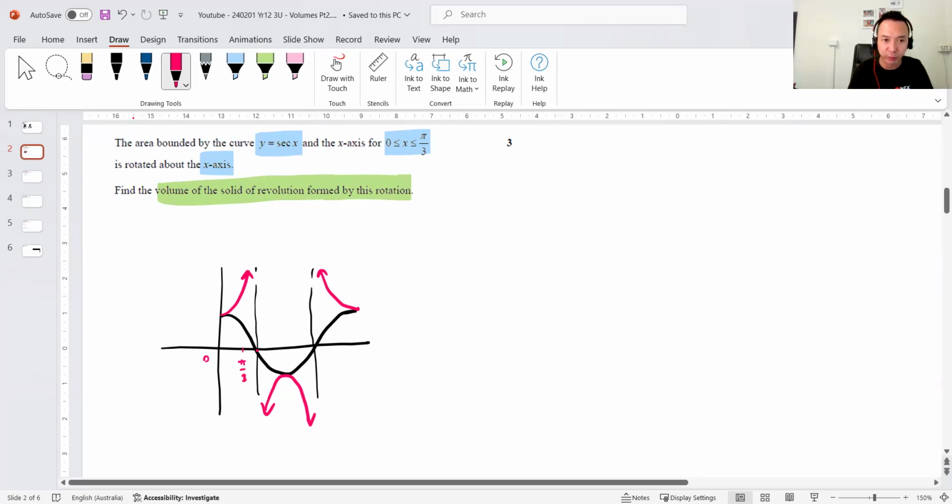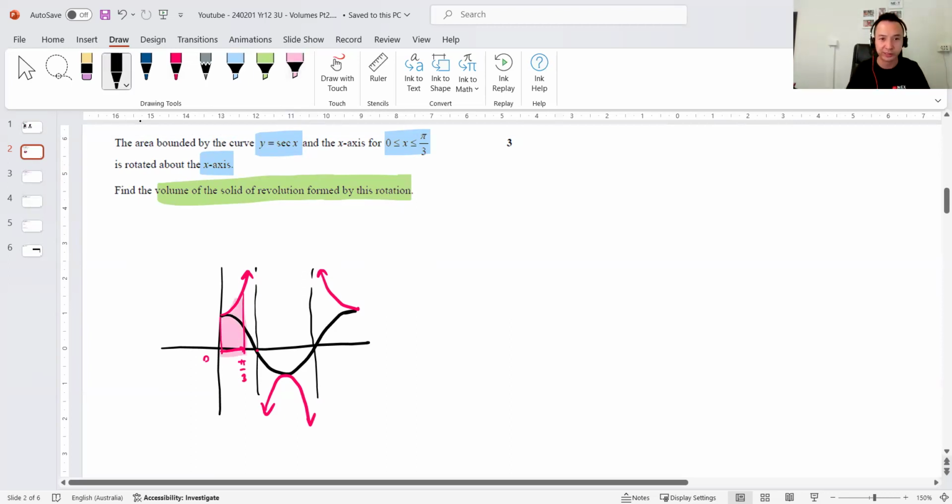So the region they really want me to sketch, to rotate now, where am I rotating about the x-axis? They want me to rotate between 0 and pi on 3. So it's just this little area. In fact, let me use this highlighter here. Just this little area here, right? So I don't actually need this part of the graph.